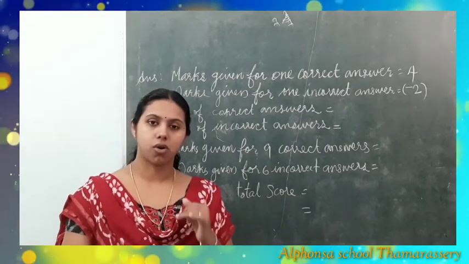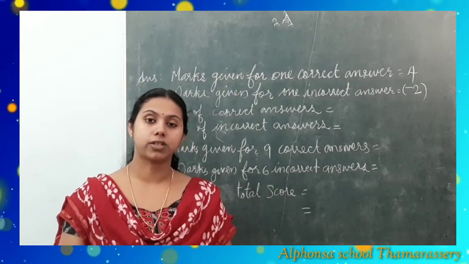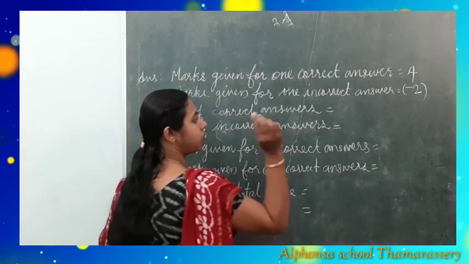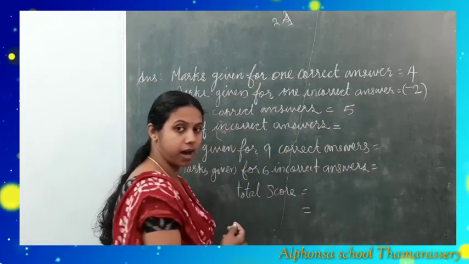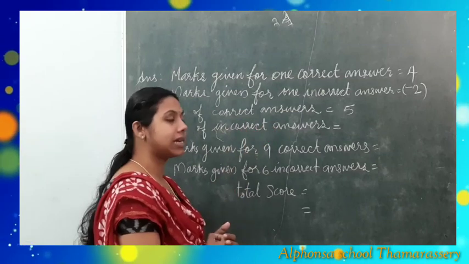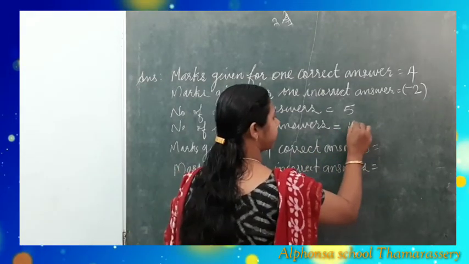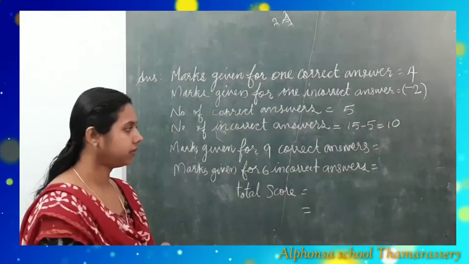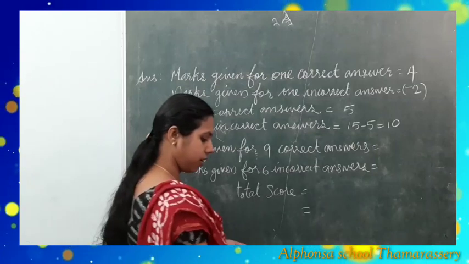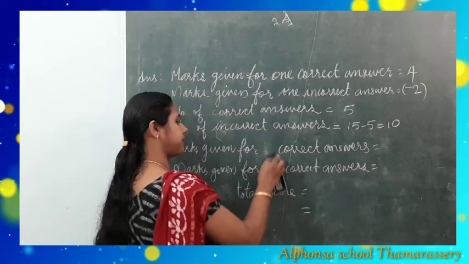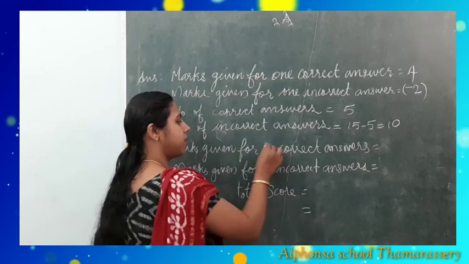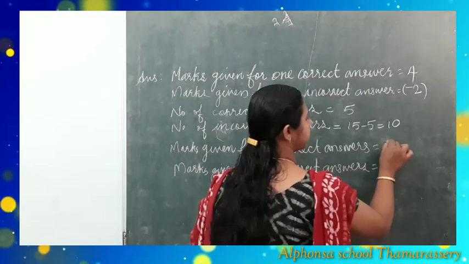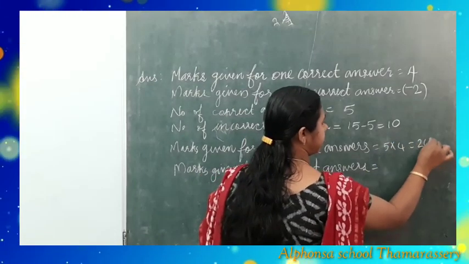Geetu's friend got only 5 correct answers. The number of questions is 15, and the number of correct answers is 5. Then what is the number of incorrect answers? 15 minus 5, that is equal to 10 incorrect answers. So marks given for 5 correct answers, that is 5 fours are 20.